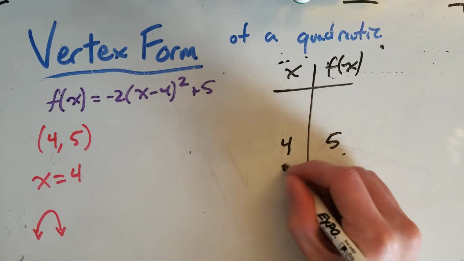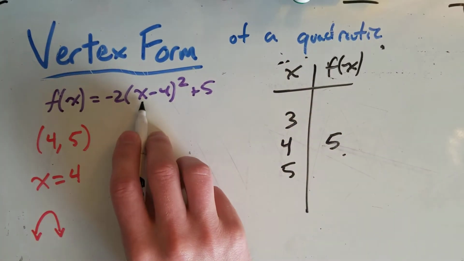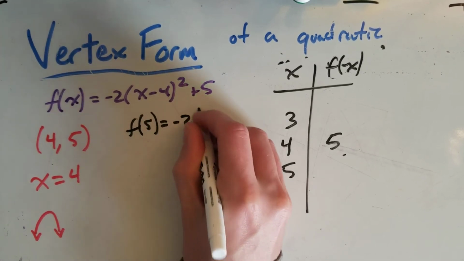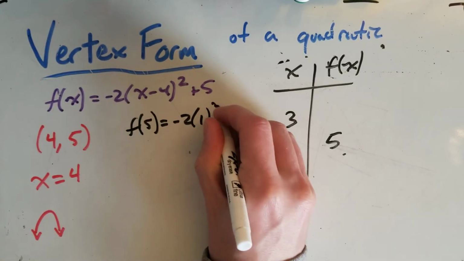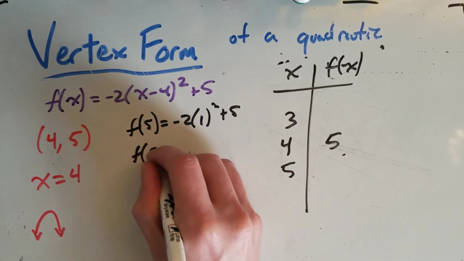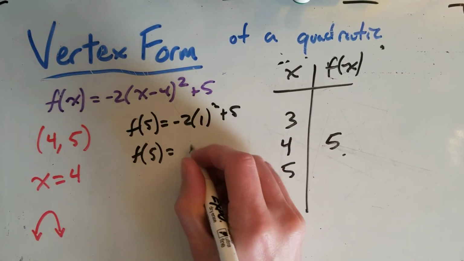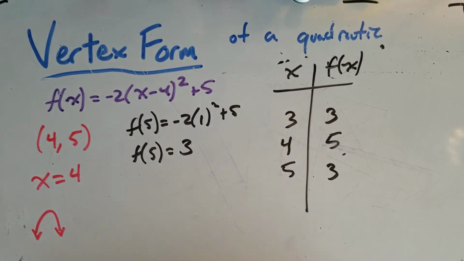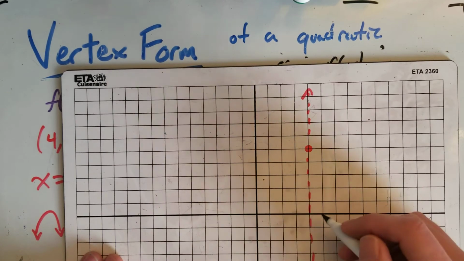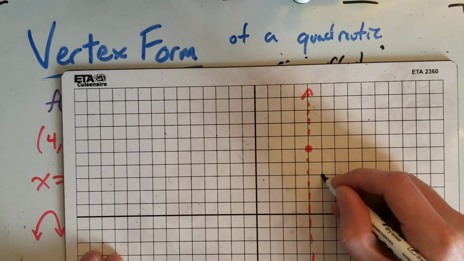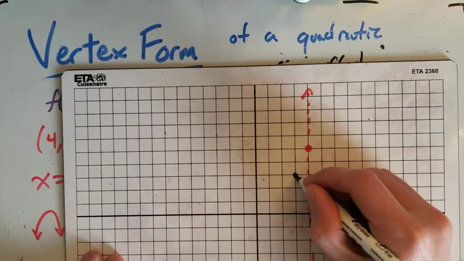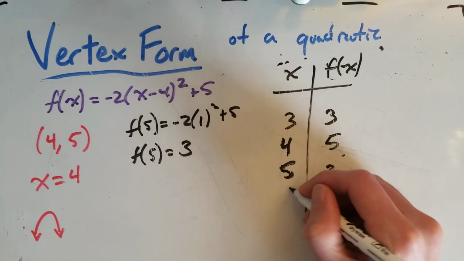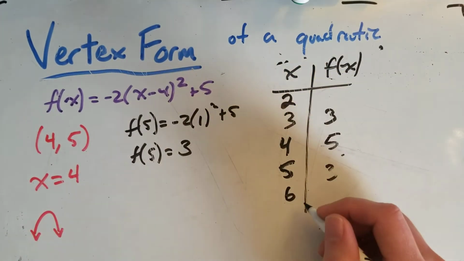That was our middle, so let's go with 5 and 3. When you put a 5 in here, you have f of 5 is going to be -2 times 1 squared plus 5. So f of 5 would be -2 plus 5, which is +3. So 5 and 3 will have the same output of 3. So (4, 5), output of 3. Same thing for 3. And let's say we continue and we go with 6 and 2.